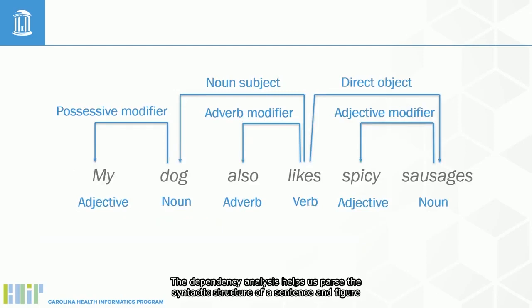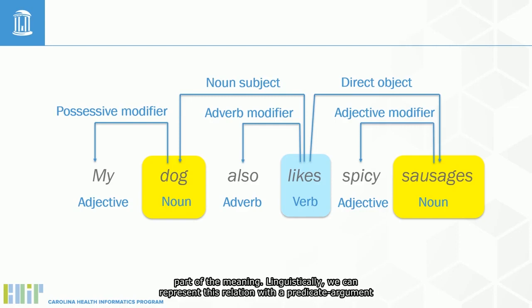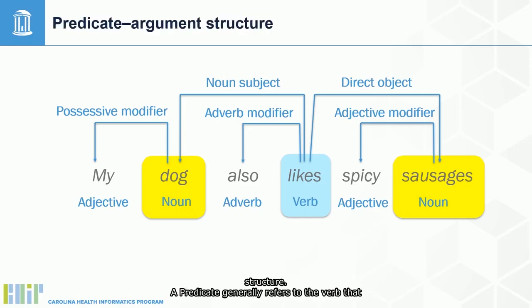The dependency analysis helps us parse the syntactic structure of a sentence and figure out its semantic meaning. In this sentence, "dog likes sausages," serves the major part of the meaning. Linguistically, we can represent this relation with a predicate-argument structure.